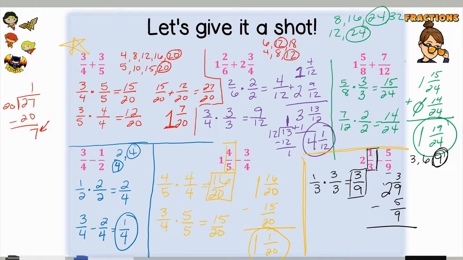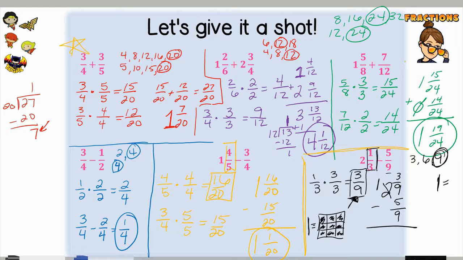And I have to borrow from the whole number. So now I have that whole number, but that one whole in this case, remember, these are 9ths that we're working with, because we have the 3/9. We know that our pieces, 1, 2, 3, 1, 2, 3. So this is what we're working with. So 1 whole is actually equal to 9/9.